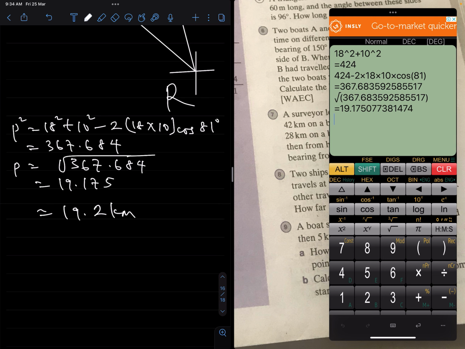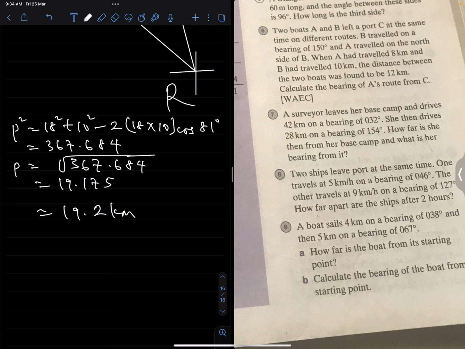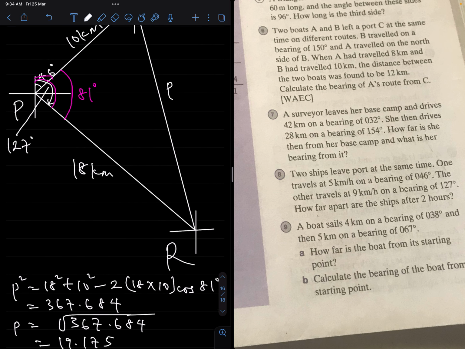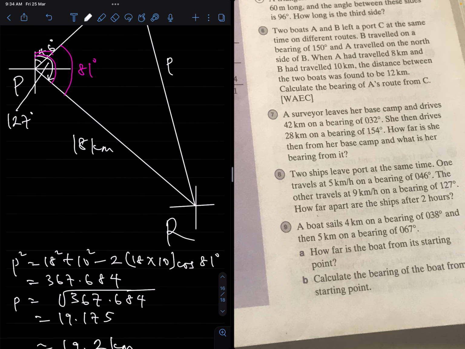Therefore, how far apart are the ships after 2 hours? The ships are 19.2 kilometers apart after 2 hours. So that's it, very, very simply.